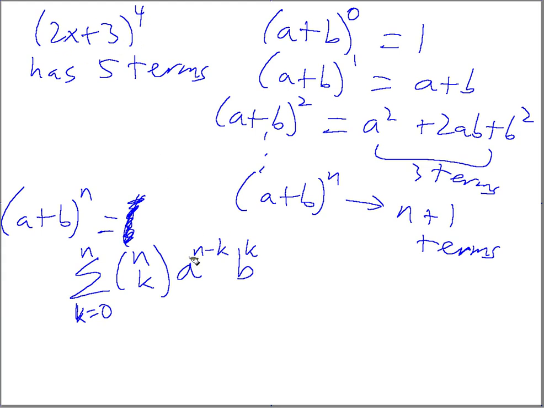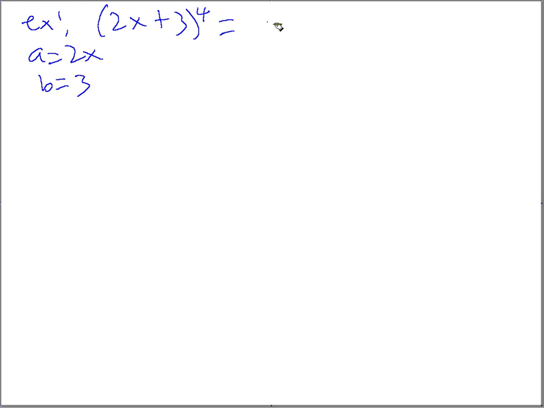Let me go and clear out the screen. So we're trying to expand 2x plus 3 to the fourth power. All right. So my a is going to be the 2x. Can we see that first term? My b is going to be what? 3, the second term. Right? Now, according to the theorem I wrote down earlier, this will be the sum of k going from 0 to what? Well, n is what? 4, right? So n is equal to 4 in this case.